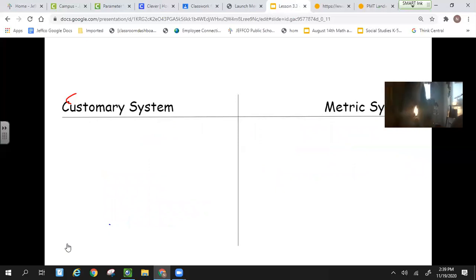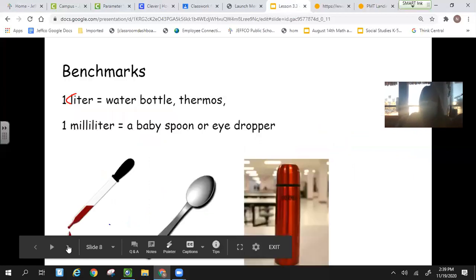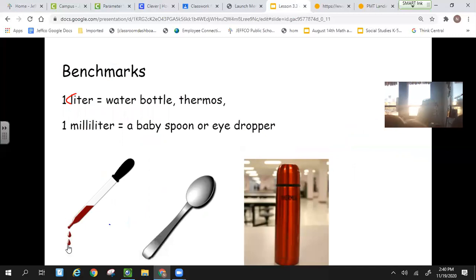All right, moving on. So benchmarks. What is a benchmark? A benchmark is something that helps you remember how much something is. So for me, I think of a baby spoon or an eyedropper to help me think how much a milliliter is. So a milliliter would be a little bit of what you can put in this eyedropper, right? You saw how she did that with the food coloring. So this is a benchmark, something you can think, okay, a milliliter is small, like an eyedropper. A liter, another way to think of that, I think of a water bottle. This is a liter, but for a benchmark, I think I have a better one, like a bottle of club soda.